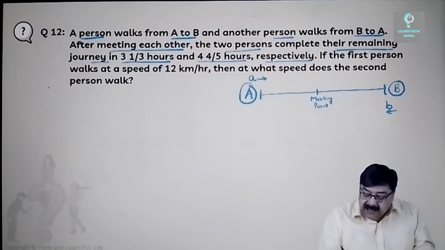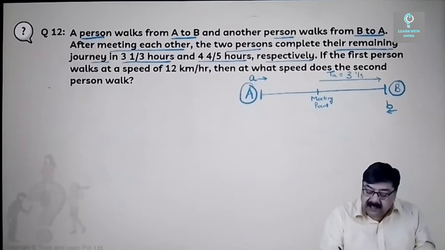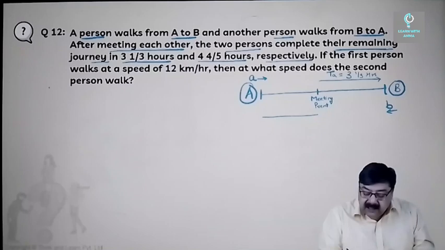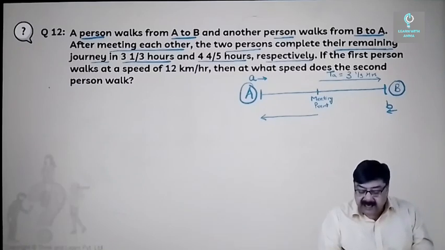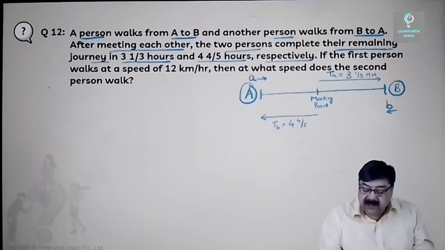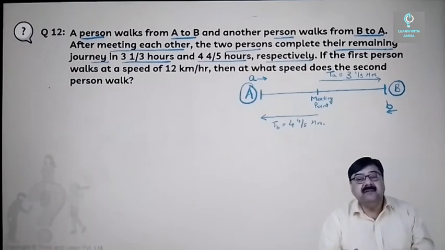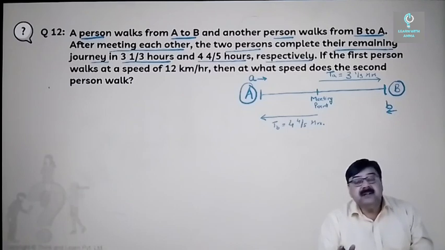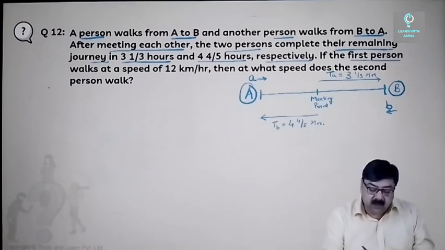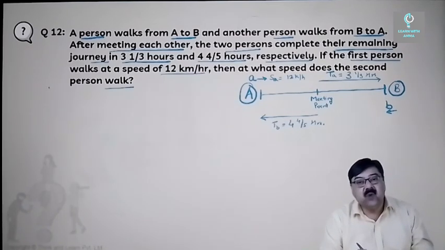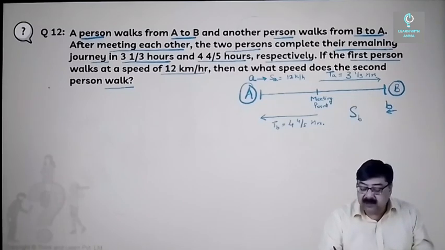That means the time taken to travel from here to here for A is 3 1/3 hours. The remaining journey, time taken to travel for B from meeting point to A will be 4 4/5 hours. This is the remaining part of the journey for person B, for person coming from B. Now, if the first person walks at a speed of 12 kilometers per hour. So speed of A is given to us as 12 kilometers per hour. Then at what speed does the second person walk? So speed of B, or the person who's walking from B to A, we need to find this out.